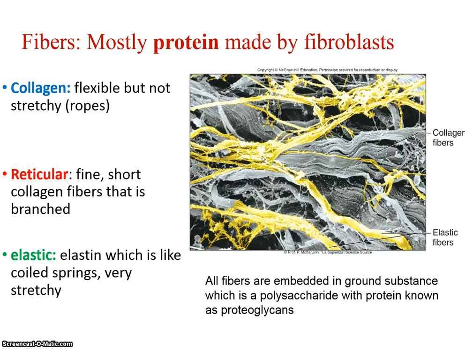Then elastic fibers, again, still part of that extracellular matrix, is stretchy. So whenever we find that, we know that there's going to be some ability to stretch and expand and then relax the tissue. So again, all these fibers are embedded in ground substance, which is a polysaccharide, right? So a large sugar with protein known as proteoglycans, right? So protein sugar. So we find, again, this kind of complicated extracellular matrix that we didn't need or want in epithelial tissue.